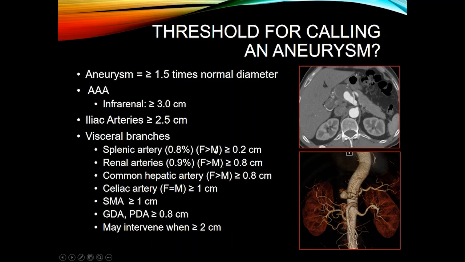The visceral branch is more unusual to have an isolated aneurysm. In this case, we have a common hepatic artery aneurysm, and intervention may occur when it's greater than or equal to 2 centimeters. So it's important to know when this becomes very important. Either way, it's when intervention is required, but either way, it's important to just document the size and to follow the size.